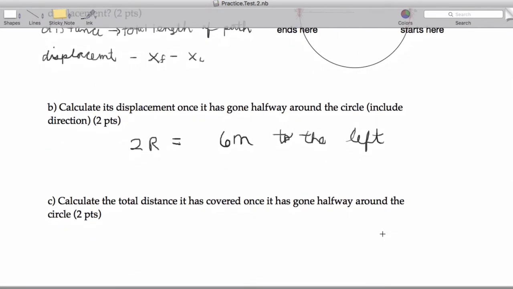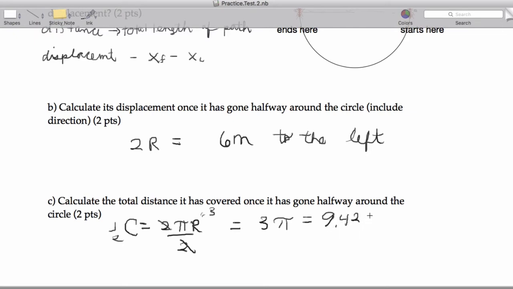Now the total distance, well, the total circumference of the circle is 2 pi r, but we're dealing with only half of that circumference. So that's going to be 3 times pi, because r equals 3, the radius. And when we actually get that result, I'm going to round here, it's about 9.42 meters.